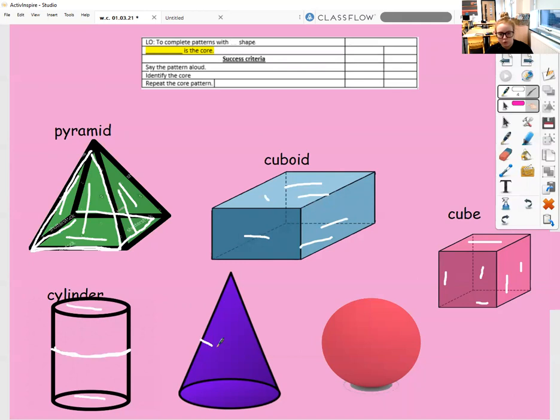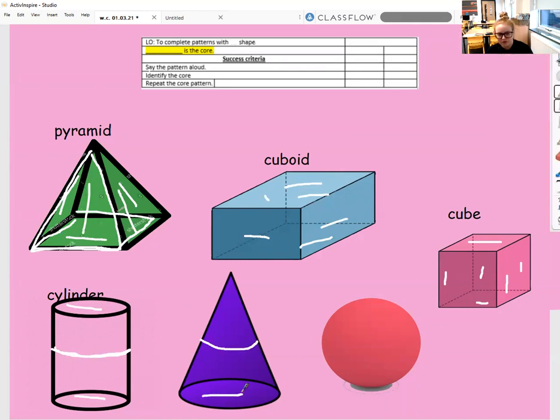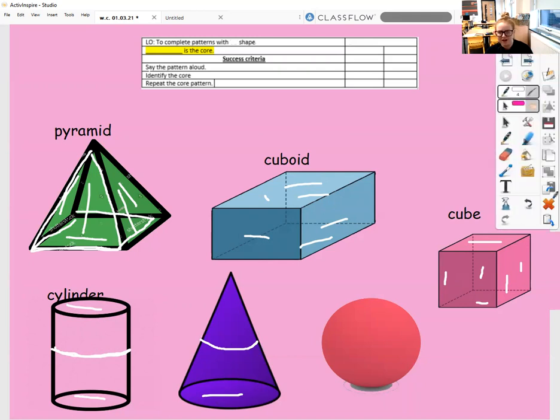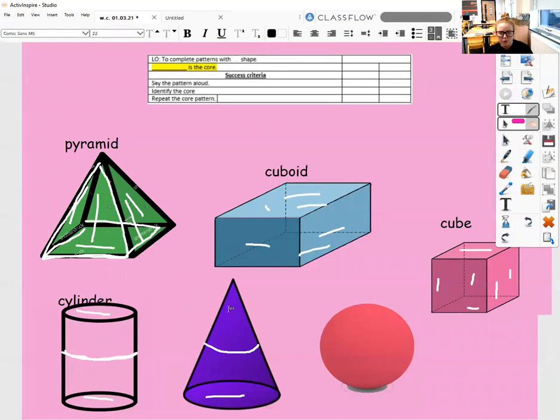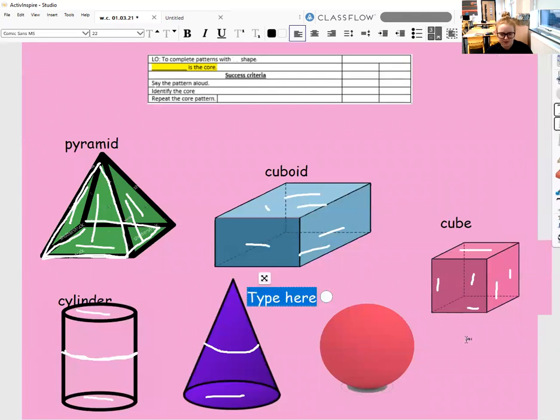This shape has 1 curved face and 1 flat face. So it's got 2 faces, 1 is curved, 1 is flat, and the flat face is made of a circle. What shape is this? This is a cone.